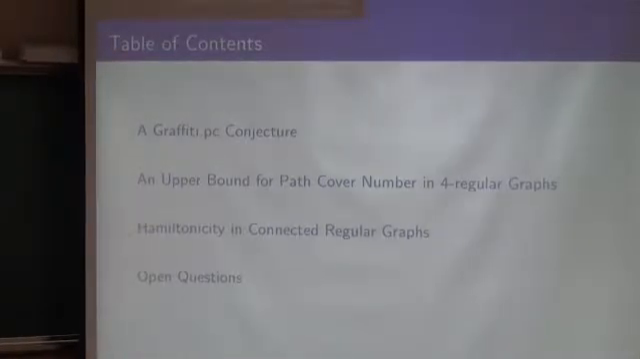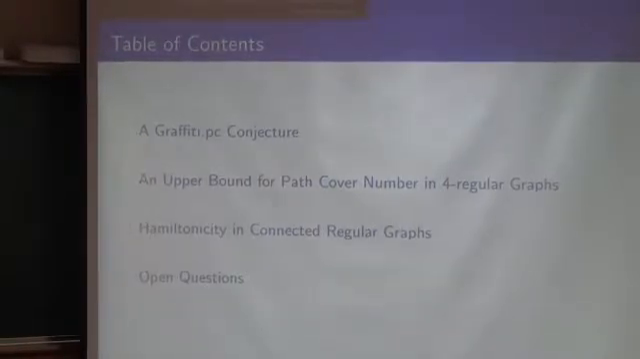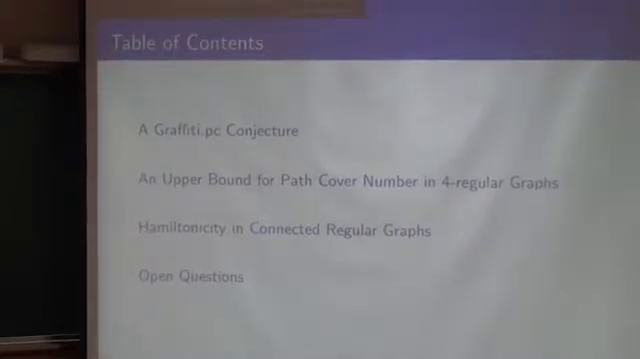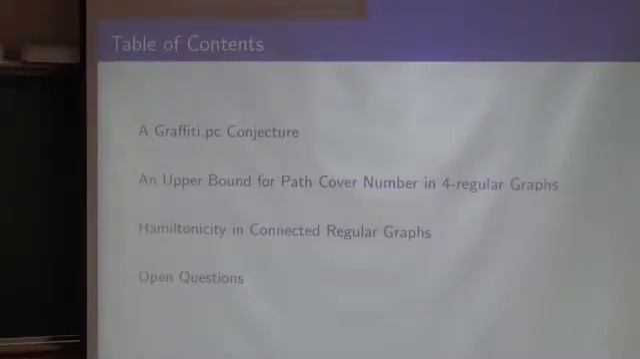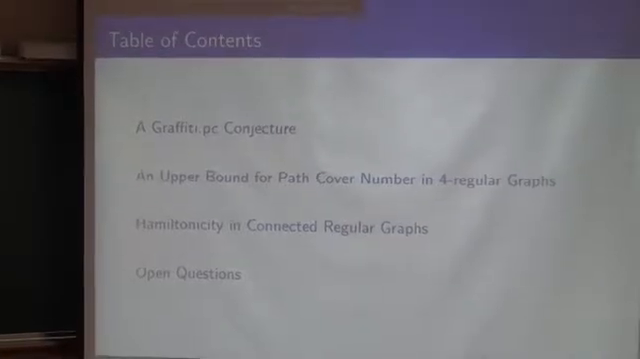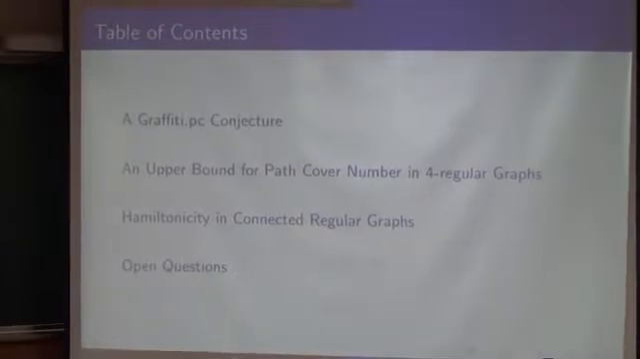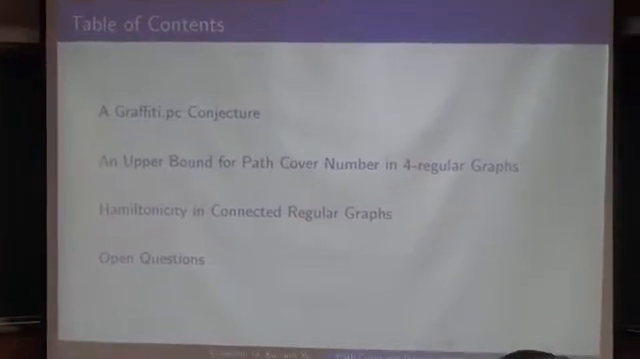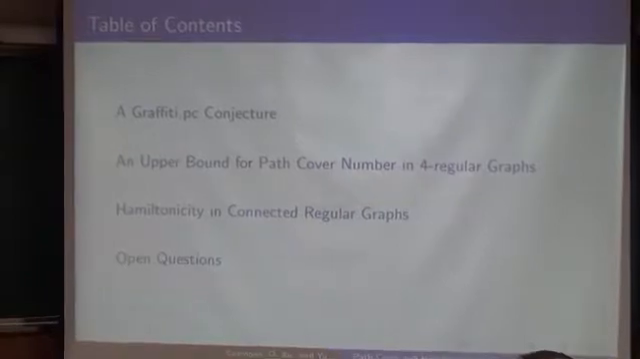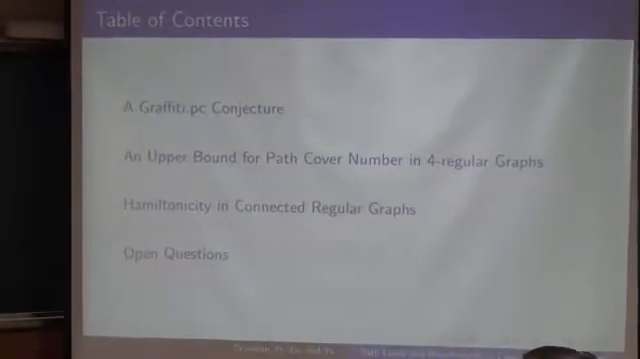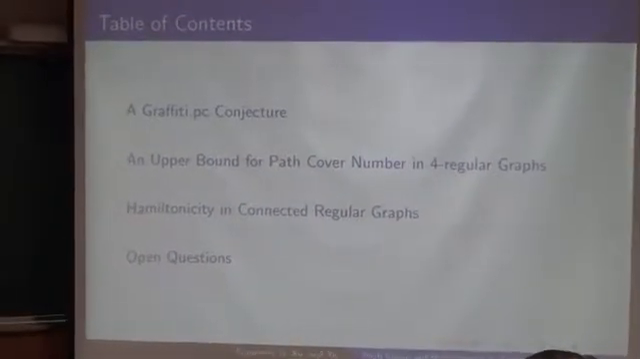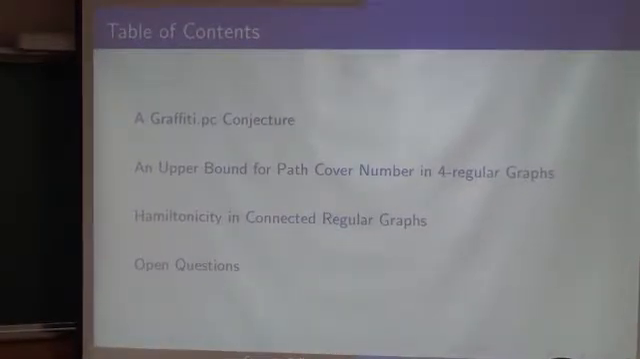In this talk, first some graph conjectures related to the total domination number and the Pascal number in a certain family of graphs will be given. And then I will show you that the conjecture is true when a graph is 4-regular by providing an upper bound for the Pascal number in 4-regular graphs. And then after that, I will talk about when the Pascal number in a connected K-regular graph is equal to 1. And at the end of the talk, some open questions will be given.